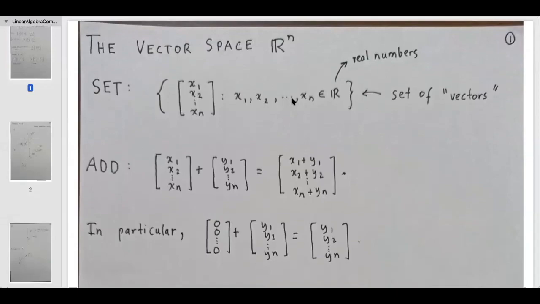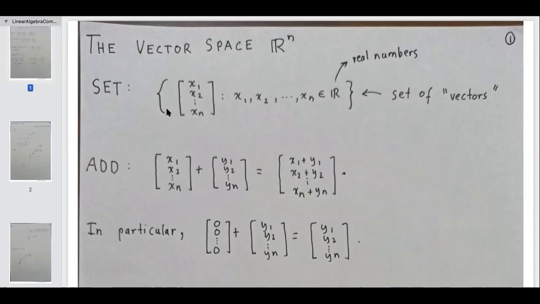So first I will talk about the vector space Rn. For this lecture, it will not be important to talk about the general definition of a vector space. So we will focus on just the two vector spaces Rn and F2n, which I will talk about later. So Rn, what is Rn? Firstly it's a set. It's a set of columns x1, x2, xn, where each component is a real number.